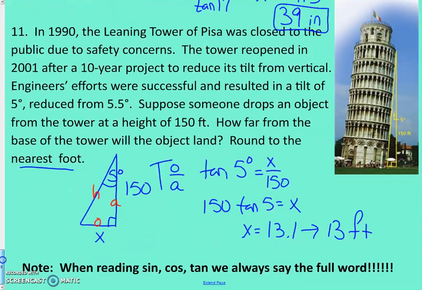Again, I want to emphasize that when you're reading sine, cosine, and tangent, we always say the full word. We don't say the abbreviations.